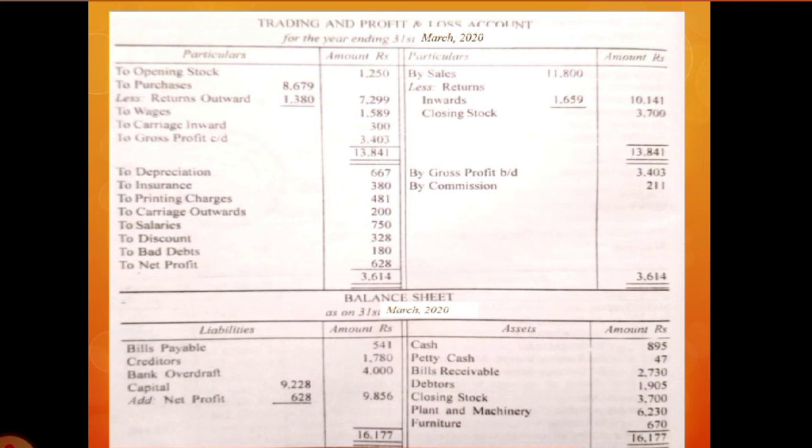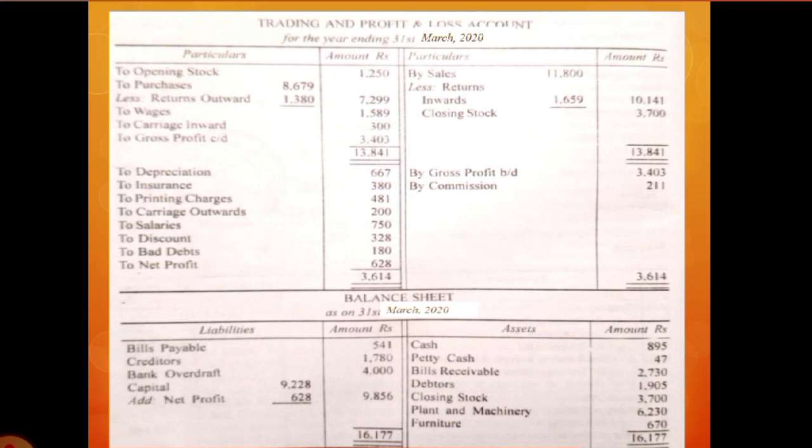Closing stock we have already taken. It is an adjustment entry. So one effect is on the credit side of the trading account, and another effect is on the asset side of the balance sheet, 3,700. Then plant and machinery, it is your fixed asset. So it is written on the asset side of the balance sheet, 6,230, and the furniture is 670.